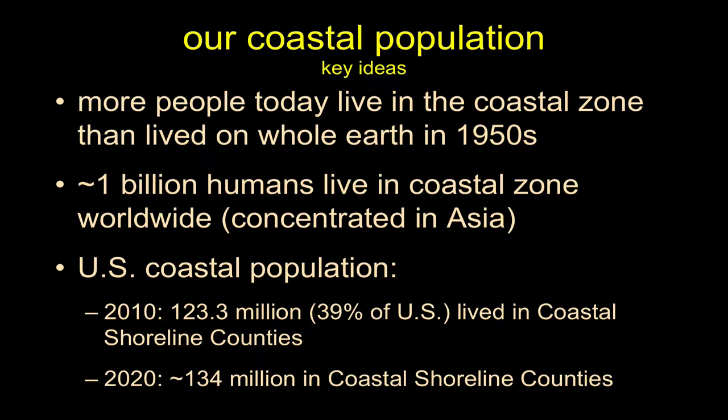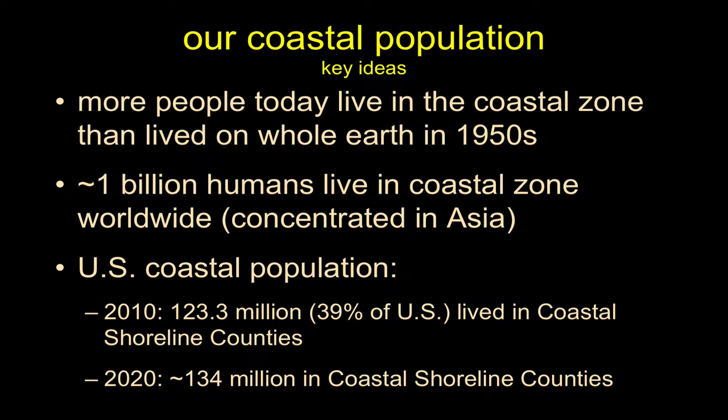Just for some numbers, the most widely quoted number would be from our last U.S. Census, which was 2010. We do them every 10 years. So 2010, and then the estimate for 2020, and about 123 million people lived in what we call coastal counties in 2010, and that was a bit more than 1/3 of all the humans living in the U.S. It's already gone up from there, but the estimate is something on the order of 130, 140 million people three years from now living in these coastal zones. So those are some good numbers to know.